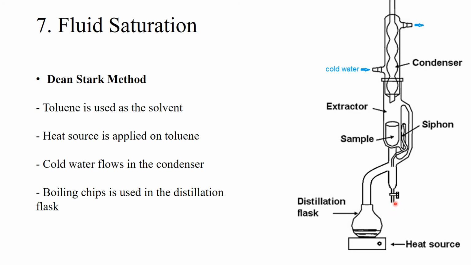That means we extracted all the water. So now we know the volume of the water that was inside the sample, and the rest would be oil, or would have been oil. So this is the idea behind this experiment. In this flask also, we put boiling chips in order to prevent the toluene from overheating, because it's a flammable material. We don't want this happening.